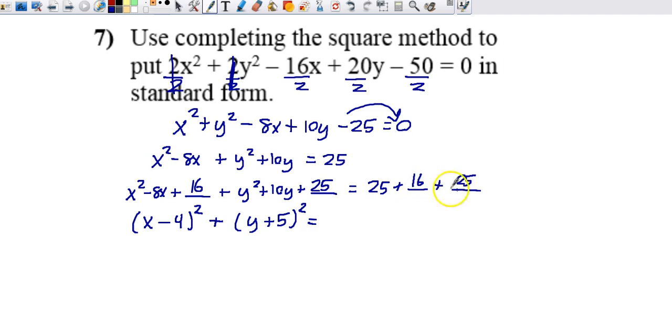And these three numbers, 25, 16, and 25, I know these two add to 50, 25 and 25. That's going to be 66. And it wants to know its standard form. This is standard form. So that is your answer.